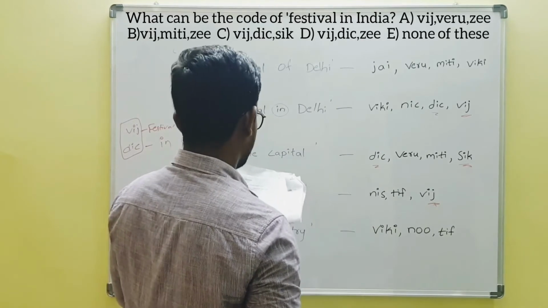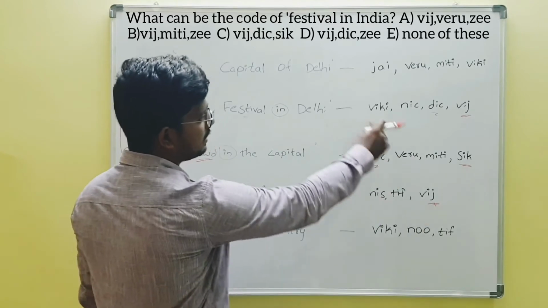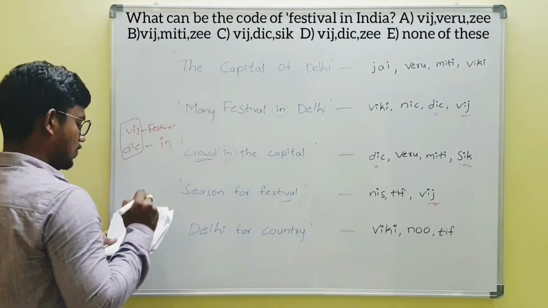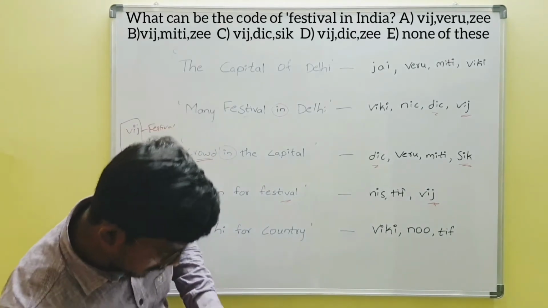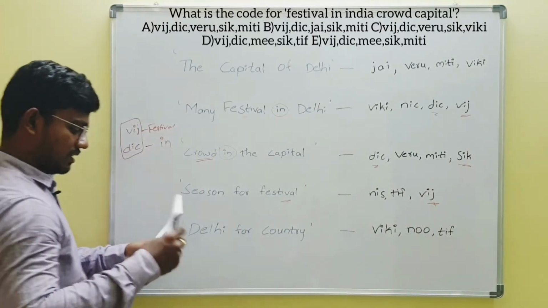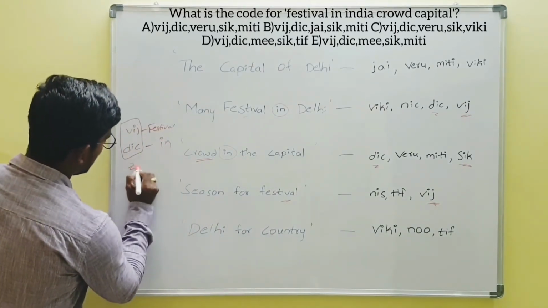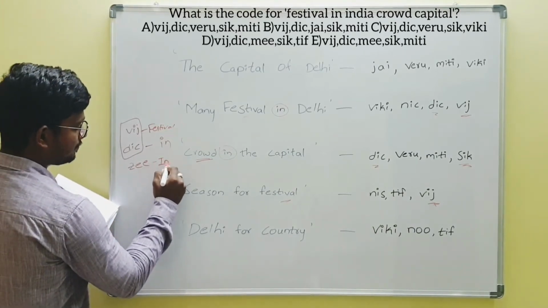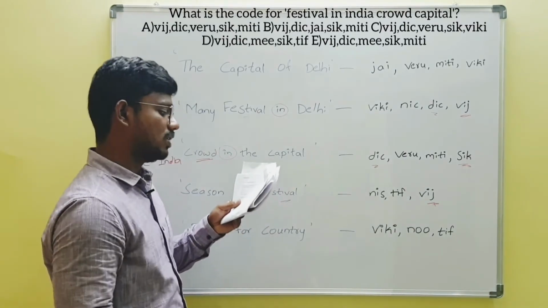And coming to the D option, VIG, DIC and ZEE. So here in the given code, ZEE is not present. So I will choose option D as my answer. Okay. And what is the code for festival in India? See, in the last question, festival in India is asked. So we have obtained VIJ, DIC and JEE for India. And now they are asking what is the code for festival in India?